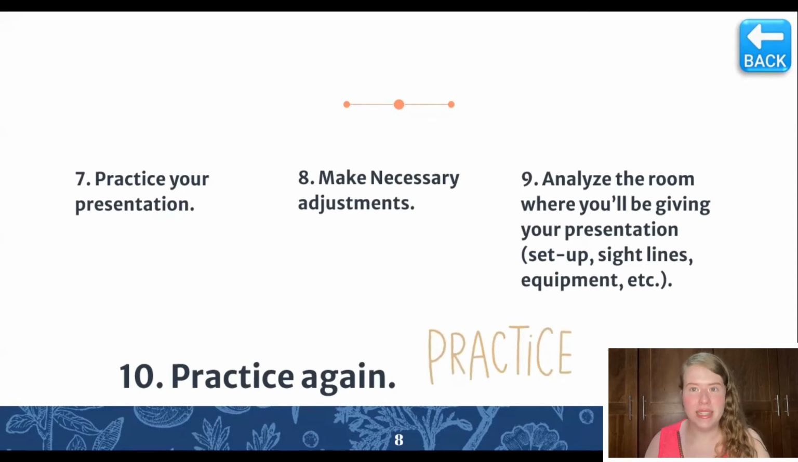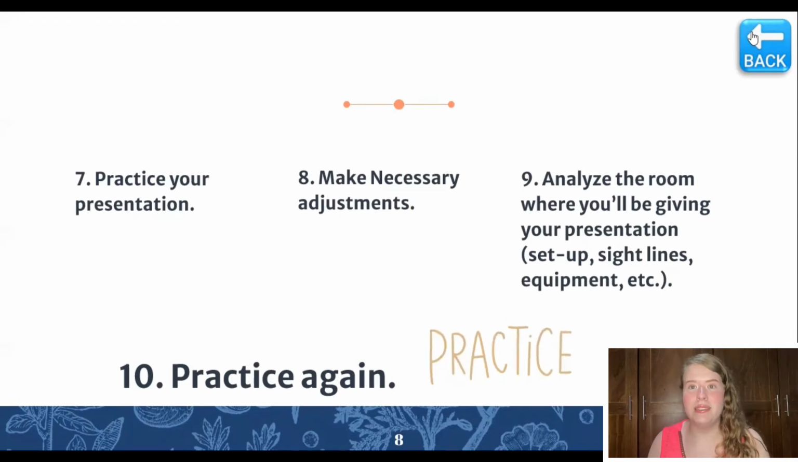8. Make necessary adjustments. And 9. Analyze the room where you will give the presentation. I think that I failed at this point because I didn't study the camera, the lights, the microphone, and in the background there was a light that distracts the audience.